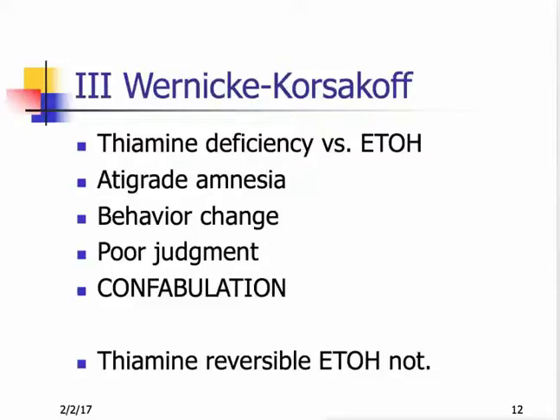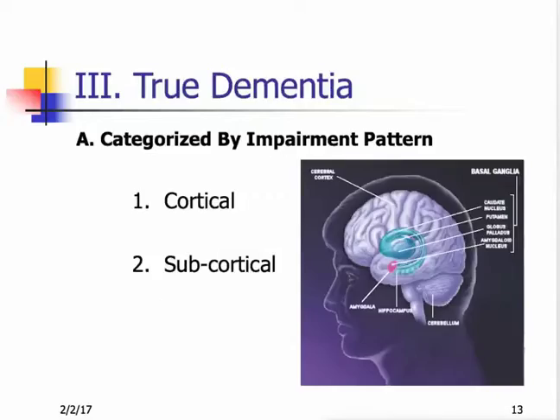Wernicke-Korsakoff syndrome, that is a thiamine deficiency, and it could have the appearance of alcohol abuse, but it's very different. With thiamine deficiency, typically the person has antegrade amnesia, behavioral changes, poor judgment, and confabulation. So they're kind of making things up. Thiamine deficiency is reversible. Long-term alcohol abuse is not.